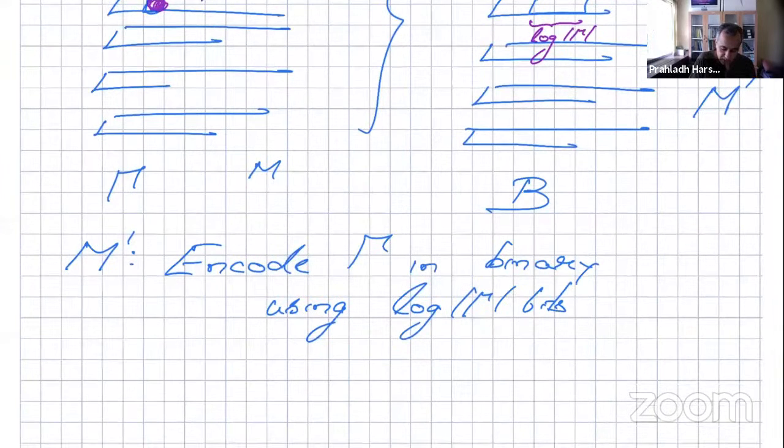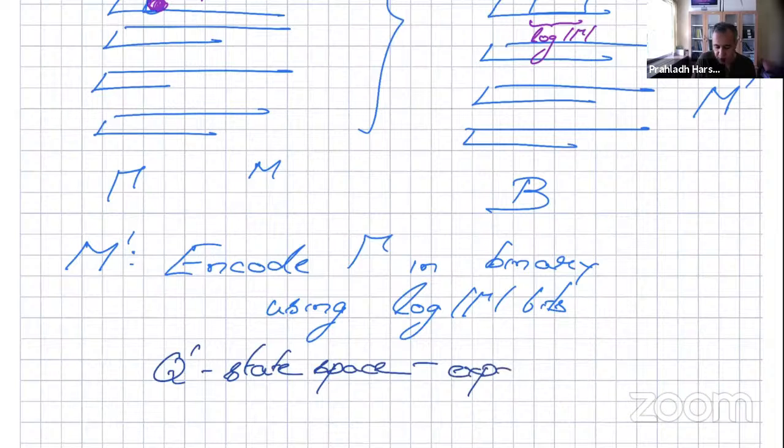Like the state space of Q prime's state space would be expanded so that after reading log gamma symbols, it knows it has read this particular symbol and it will work. It's just the vanilla, the most natural thing which we do. So every action in M just gets converted, it blows up by a factor log gamma in M prime.